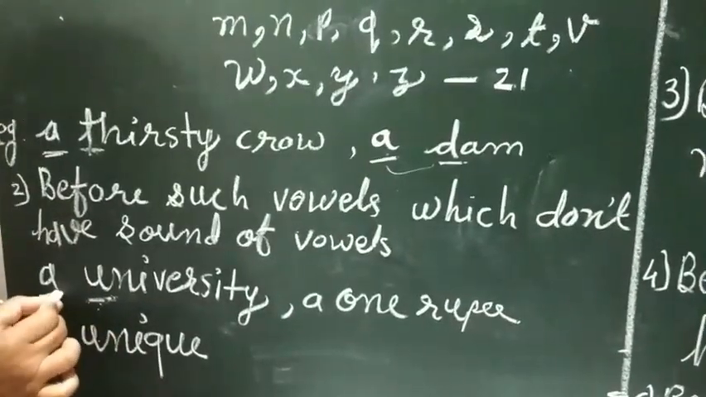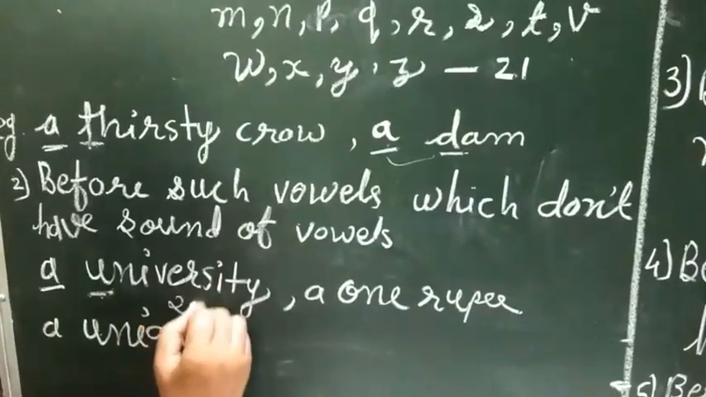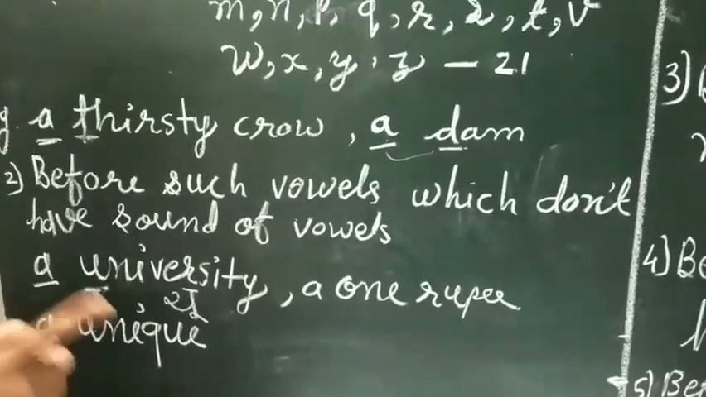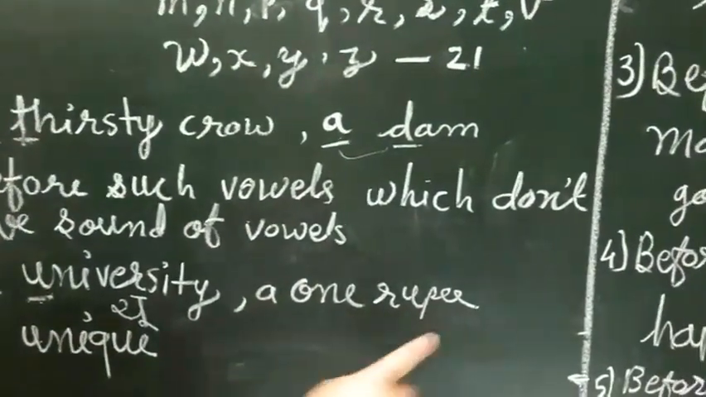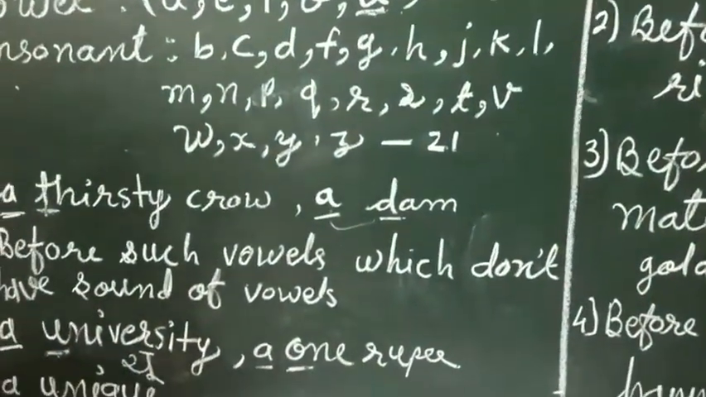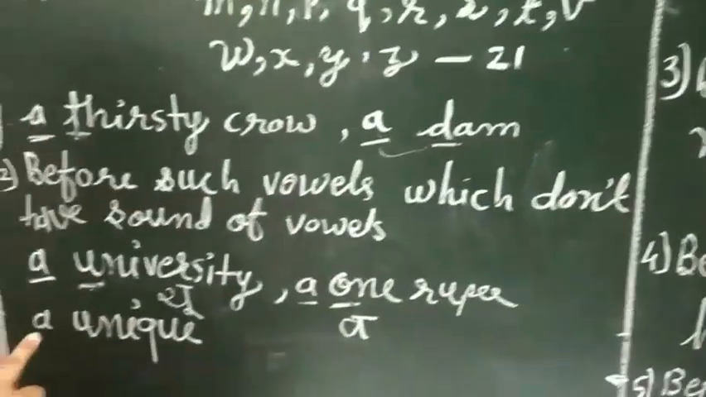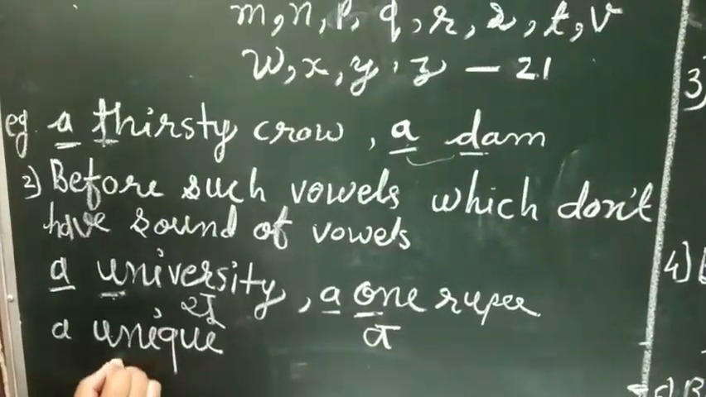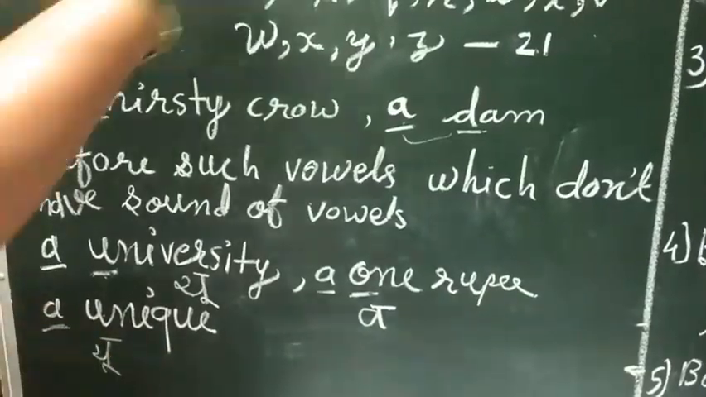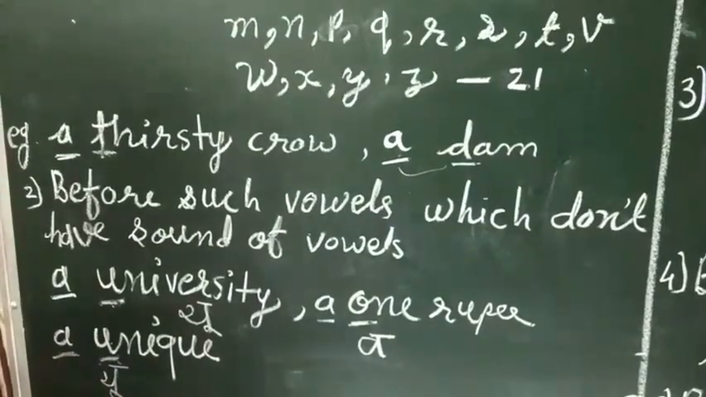But we used "a". Why? Because its sound is "U". And for that we used "a", not "an". A 1 rupee: the sound is "O", but then also we used "a". Why? Because the "V" sound is there. Then "a unique", here also the same. The "U" sound is there. And for that we will not go by vowels. We have to see the sound of the first word.